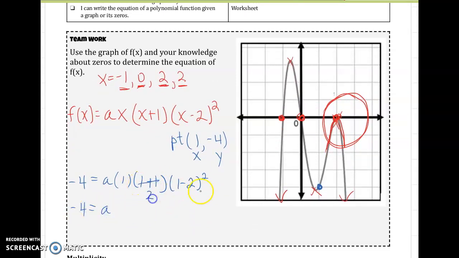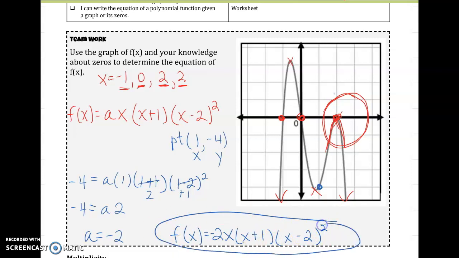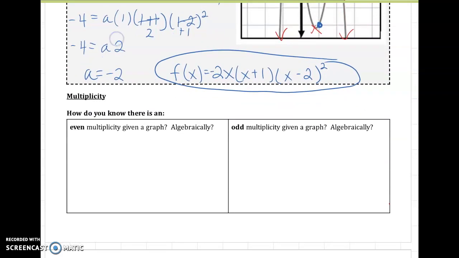1 plus 1 gives me 2. 1 minus 2 gives me -1, and then squared, which gives me +1. So that gives me 2a. So my a value is actually going to be -2. If I want to write out my final equation, it doesn't say standard form, so I can leave it in intercept form. I'm going to have -2x, just replacing the a with a -2 now, and then (x plus 1) and (x minus 2) squared. There's my final equation.